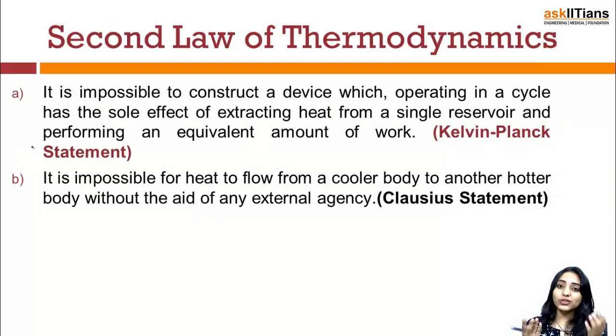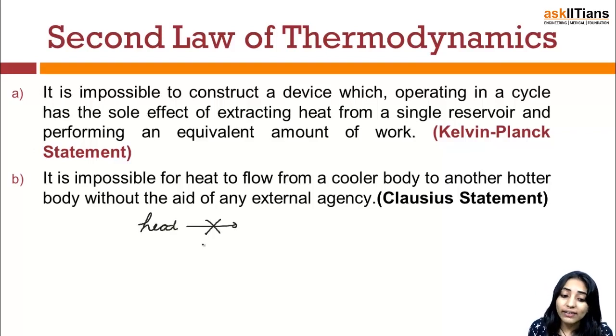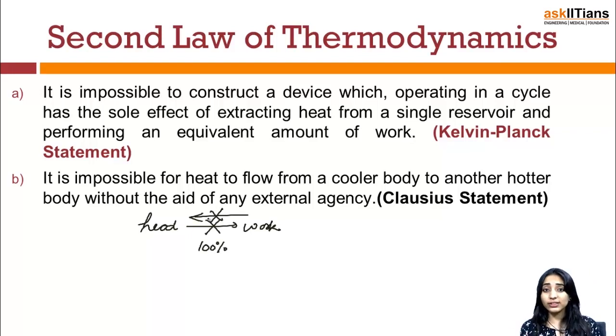So what do we actually mean by the second law of thermodynamics? It is impossible to construct any device which, operating in a cycle, has the sole effect of extracting heat from a single reservoir and performing an equivalent amount of work. This statement was given by Kelvin and Planck and is known as the Kelvin-Planck statement, and it says the same thing. If you have heat, you can never convert it into 100% work. And the same thing vice versa is also not possible. A 100% conversion of heat to work is not possible, and also a 100% conversion of work to heat is not possible.